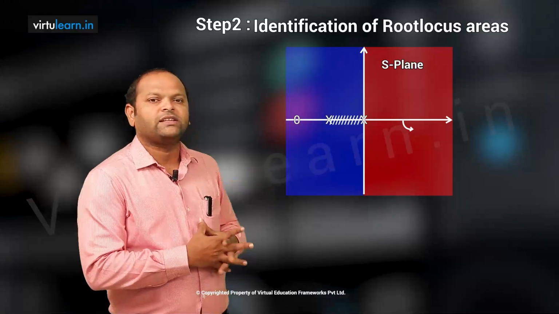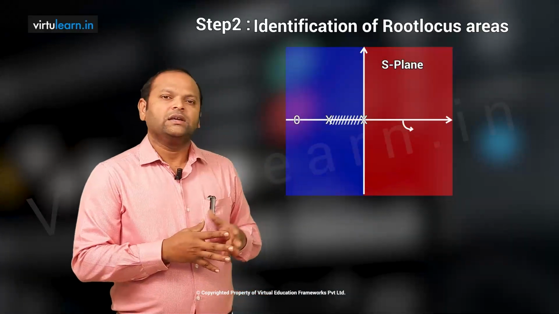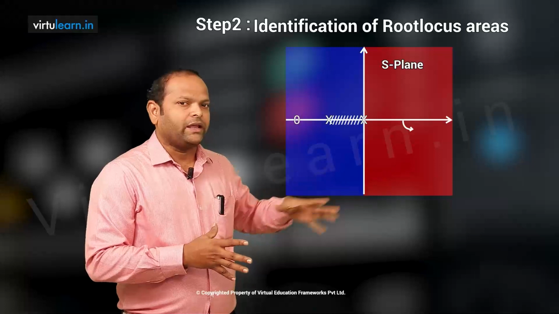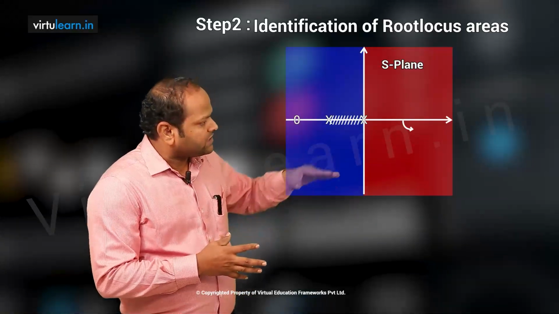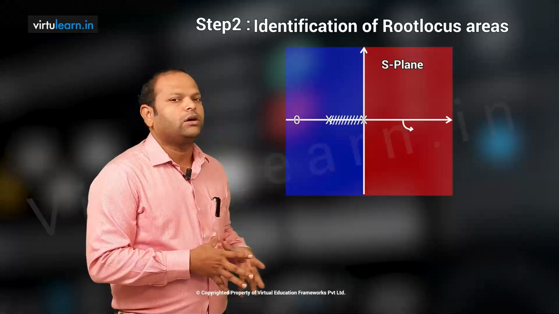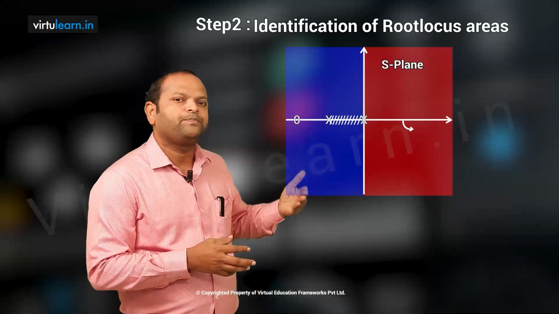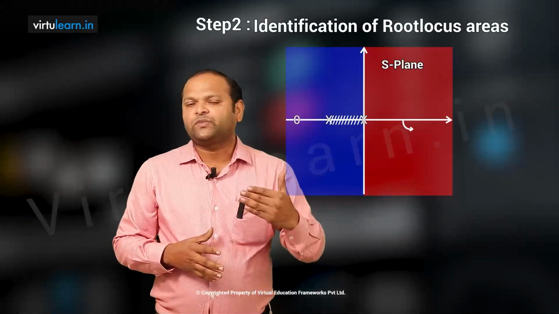Wherever the root locus area is, we draw small hashes like this. So this is the root locus area. That means when you draw the complete root locus sketch, you must take only the root locus in this area on a real axis. This is step 2.